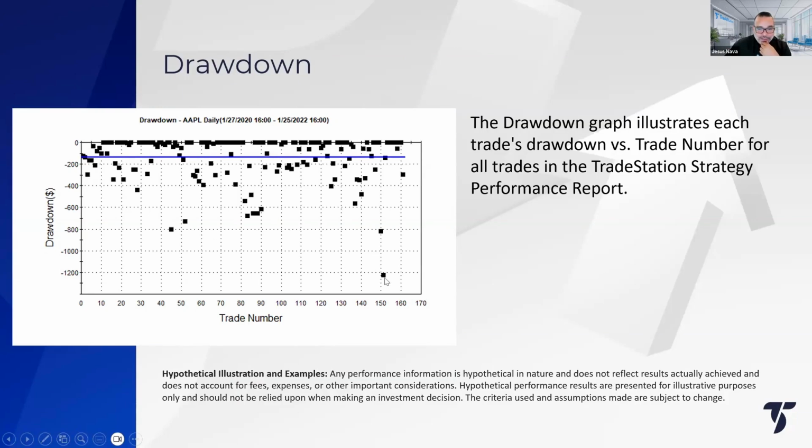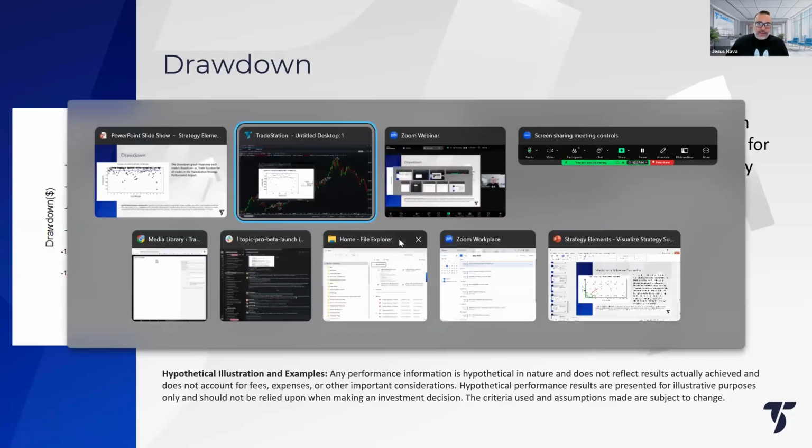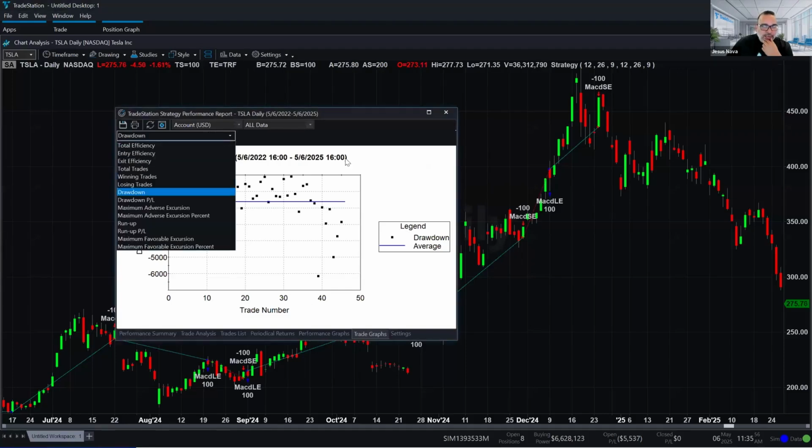There's a trade here, I think it's trade 151. I cannot click here because this is an image, but it had huge drawdown. I'm not sure if that trade was a winning or losing trade. It doesn't tell you, but it's a clear way of looking at which trades generated the most drawdown for you. Let me go back here to my TradeStation and look at this drawdown.